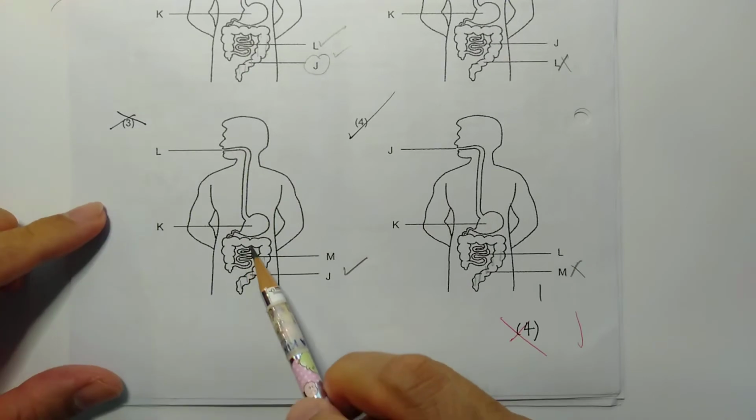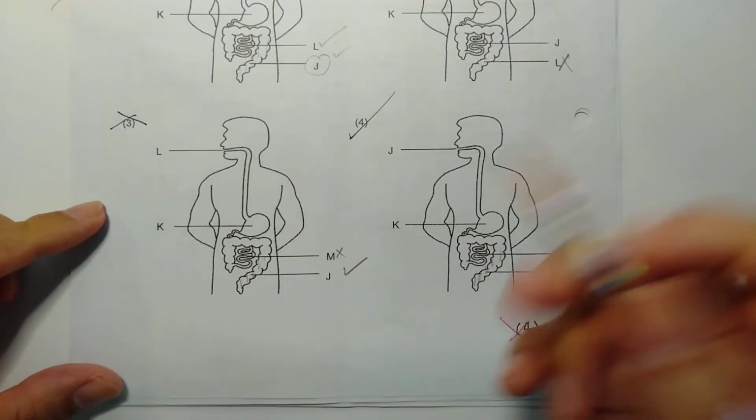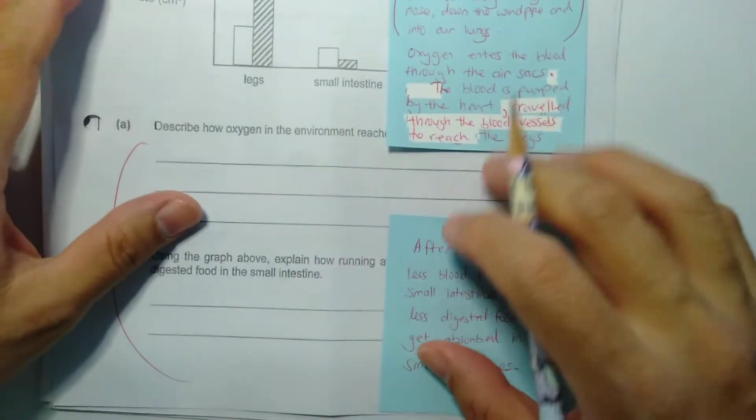Right here, it says it's M. Now M is not correct. Okay, so that's it. Answer is 1. Let's move on to the next question.